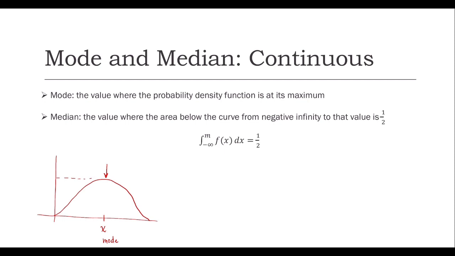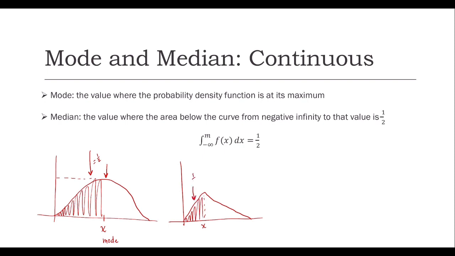Your median is the value where the area below the curve from negative infinity to that value is 1/2. So we want to find where this area here equals 1/2. In this case, because it looks symmetrical, it would probably be your middle value. But if you had something like this, then it might be a value farther to the left. That would be your median, because that's where you would have half of your area. So your area would be 1/2.